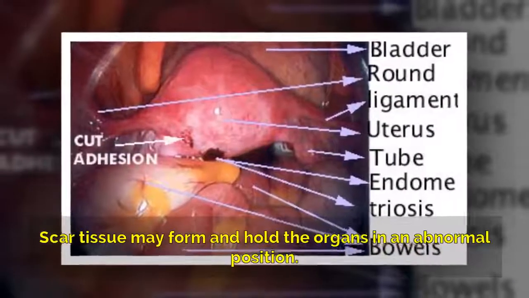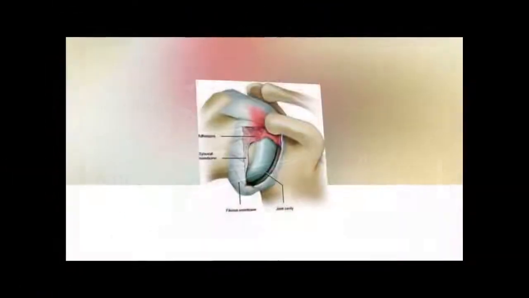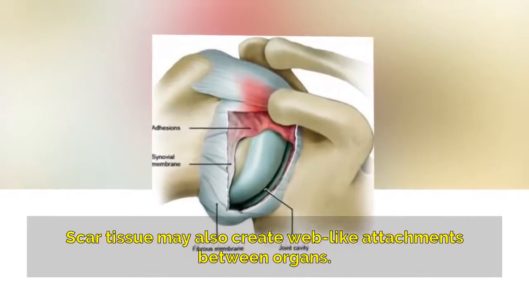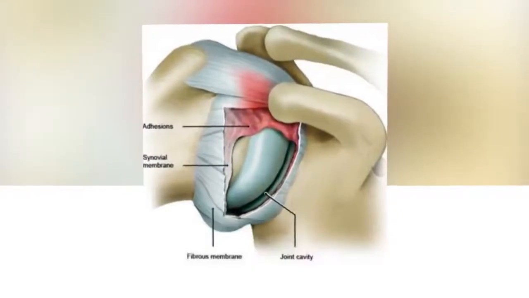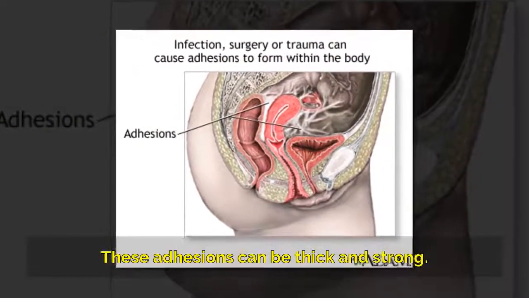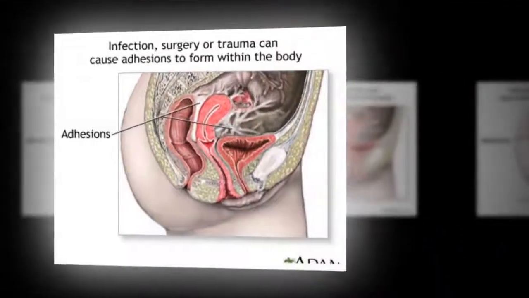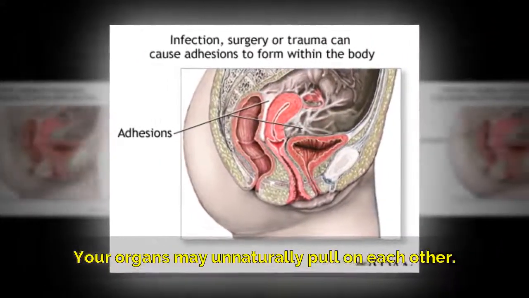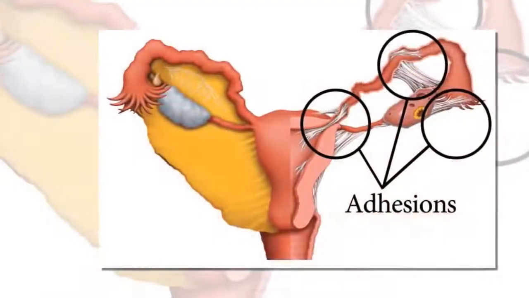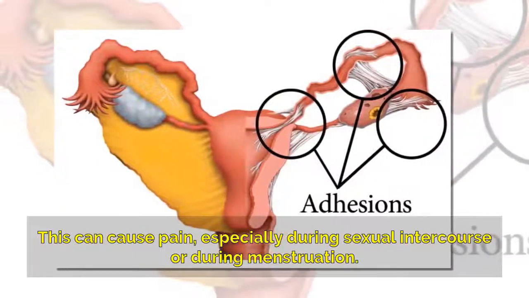Scar tissue may form and hold the organs in an abnormal position. Scar tissue may also create web-like attachments between organs. These adhesions can be thick and strong. Your organs may unnaturally pull on each other. This can cause pain, especially during sexual intercourse or during menstruation.